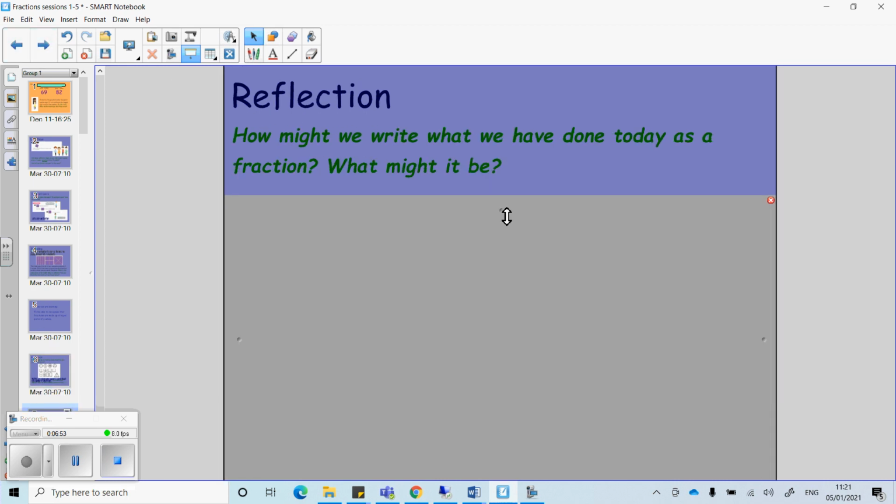Okay, how might we write down what we have done today as a fraction? What might it be? I'd like you to pause the video and have a go at writing down what you think we have done today with our piece of paper, which has been shared equally between 4 people. I wonder what you will come up with.